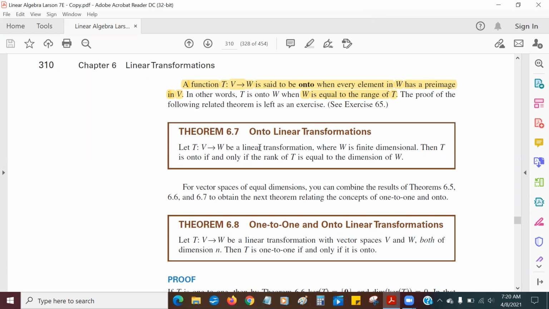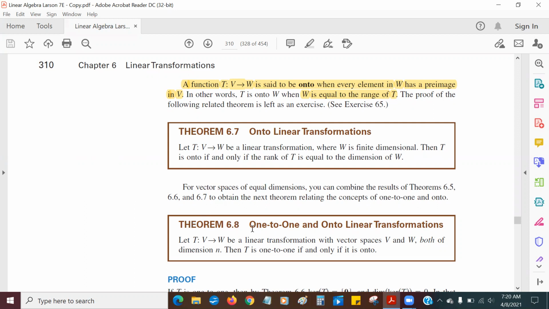So a function is onto if and only if the rank of T is equal to the dimension of W. Again, the rank of T means the dimension of the range. So basically, if the range has the same dimension as the codomain, then the function is an onto function. Which is to say that every vector in the codomain W gets hit, so to speak, by this function, or every vector in W has some pre-image in V. Anyway, that's our theorem 6.7. Very cool, awesome theorem.